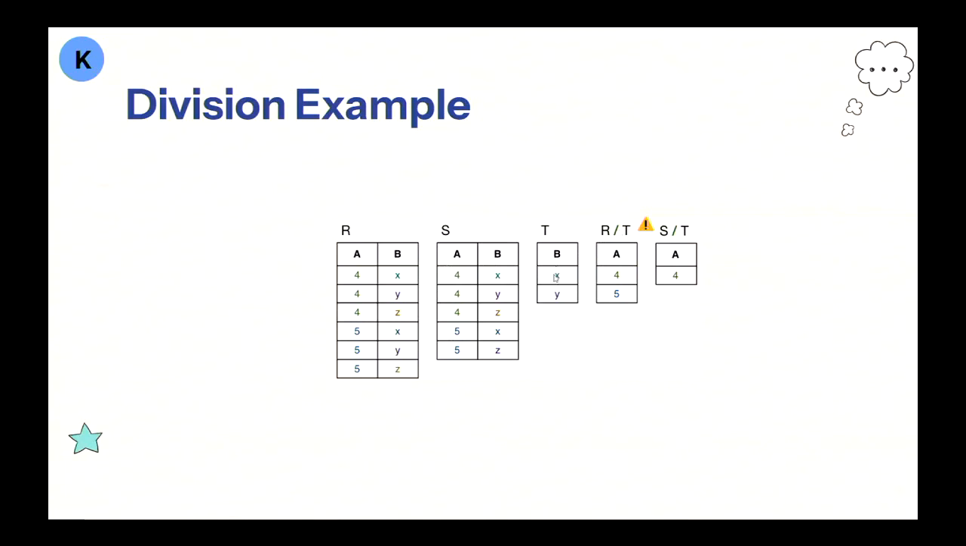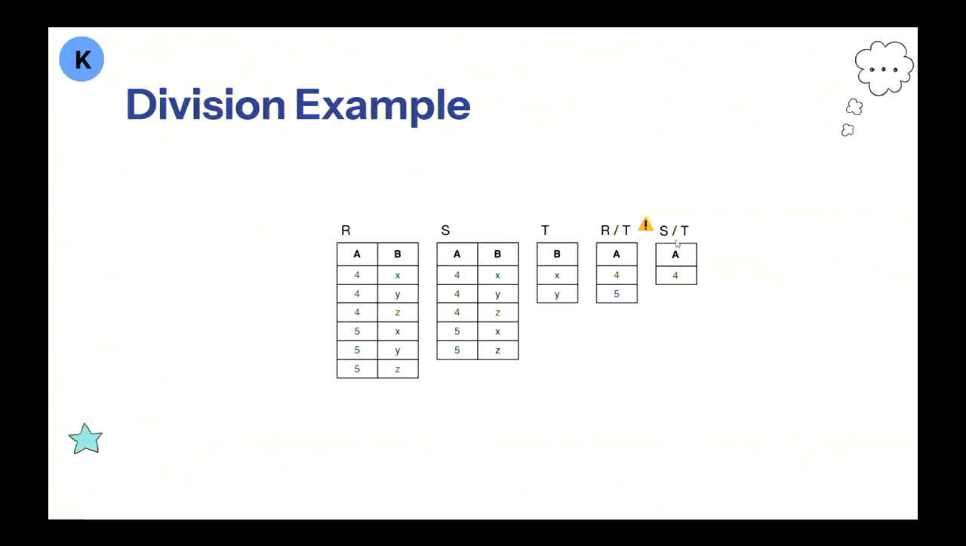For R divided by T, we can see that because T has X and Y for the value of B. And let's go through the column or the attribute values of B in table R. We can see that, okay, X and Y appears here for the value of 4 for A in table R. Then we should put 4 into the result. And XY also appears for the value of 5 of A in table R. So we should put the value 5 of A in the result. This is how we calculate R divided by T.